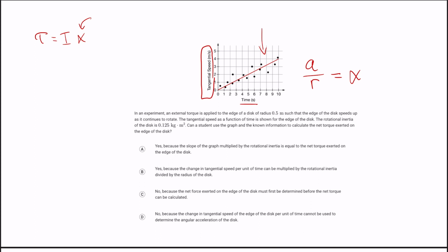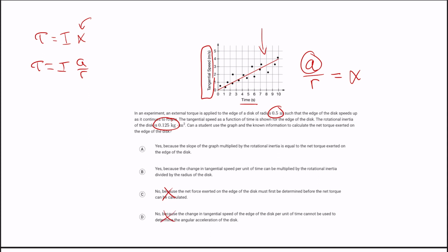So we know the radius of the disk. We know that it's 0.5 meters. It made sure to give us that. We also know the moment of inertia. So that said, if we can take the slope of this graph to find a, then we can divide it by R and multiply it by I to get torque. So yes, we can find torque. Torque, tau, is equal to I times a over R. All right, so yes, we can find torque.